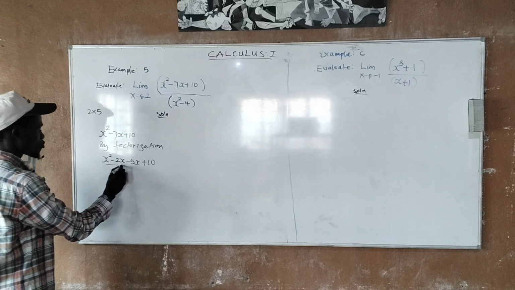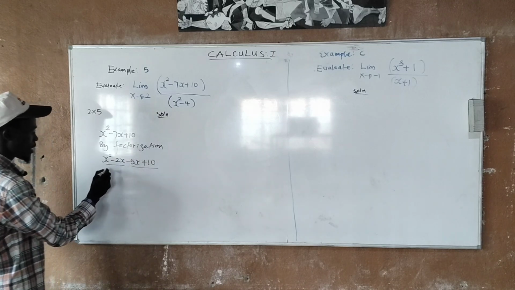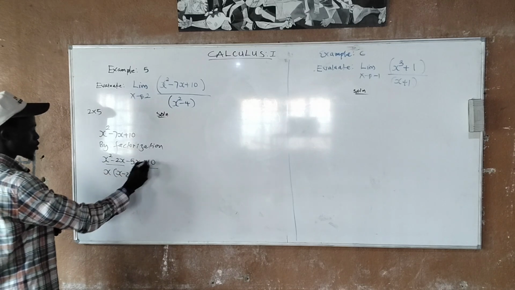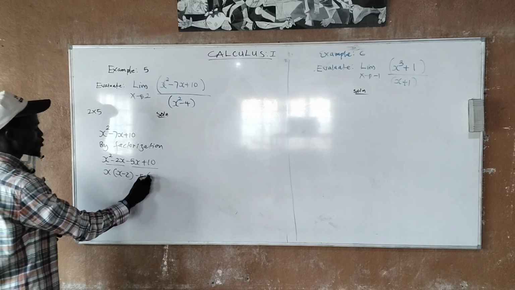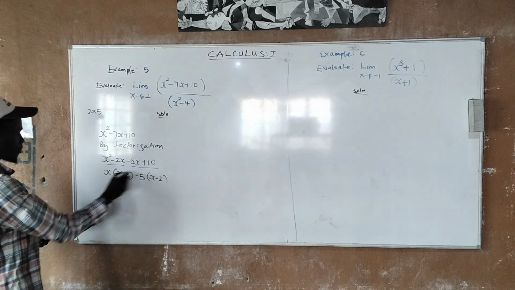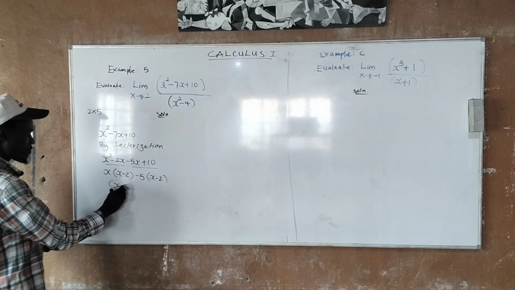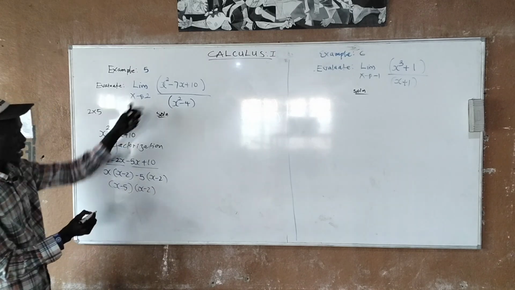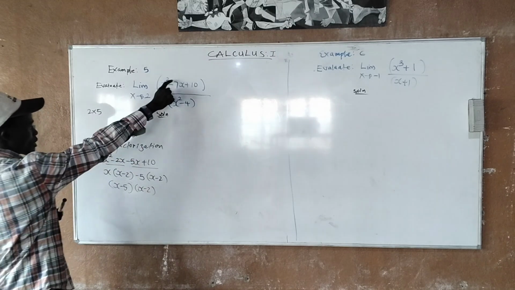Now let's group them 2 by 2. What is the common factor here? It is x, into x minus 2. The same thing, what is common here? It is minus 5, into x minus 2. Then we group them: x minus 5 into x minus 2. Now we have factorized this quadratic.